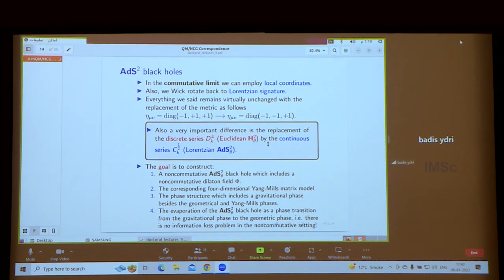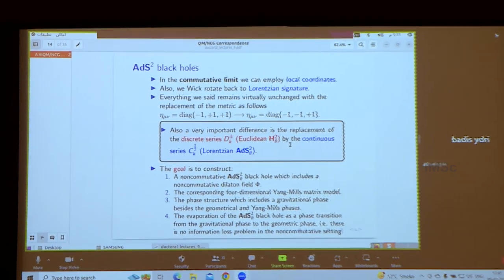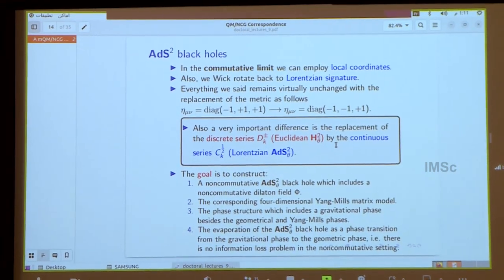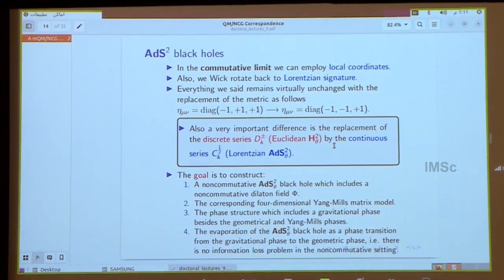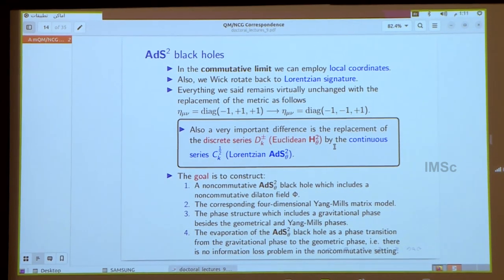I would like to write non-commutative black hole solutions. This will include the dilaton field. I would like to write a 4-dimensional Yang-Mills matrix model, and I would like to study the phase diagram of this 4-dimensional Yang-Mills matrix model, and it will include 3 phases: a gravitational phase, a Yang-Mills phase, and a geometrical phase. The evaporation of the AdS2 black hole will present itself as a phase transition from the gravitational phase to the geometric phase. And there will be no information loss problem because the whole process is unitary.